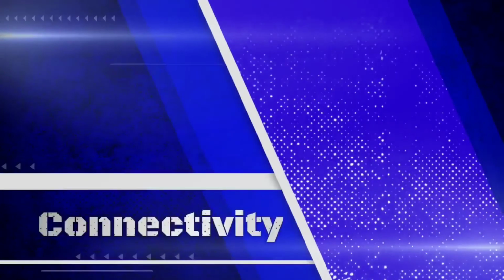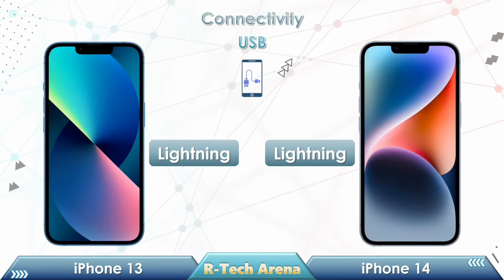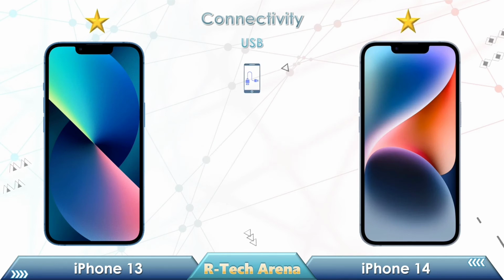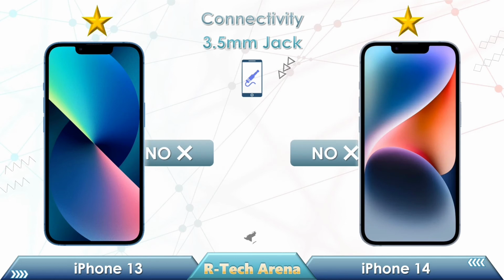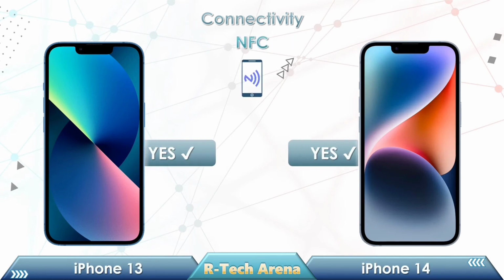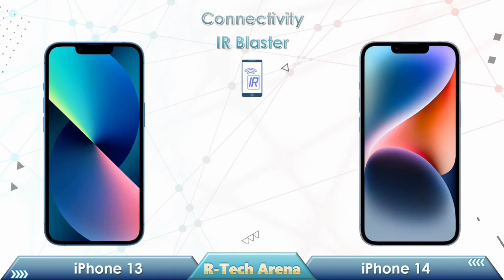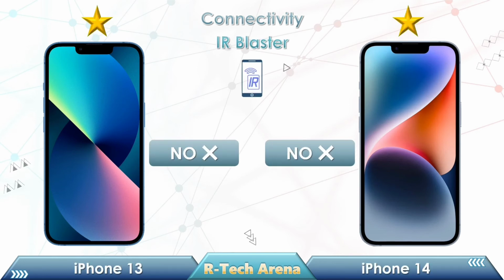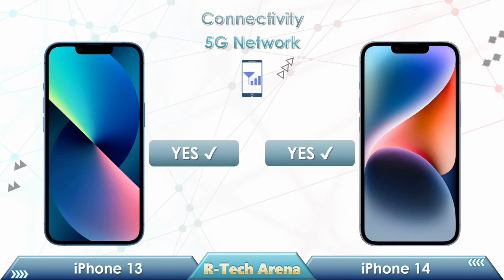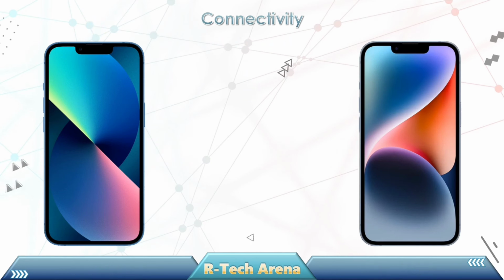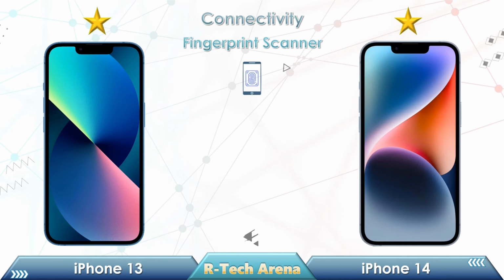Now let's compare the rest of the connectivity and features in these phones. iPhone 13 and iPhone 14 come with a Lightning port. Both these phones don't have a 3.5mm audio jack. Both these phones come with NFC support. The IR blaster is not available on these two phones. Both these phones support 5G network. Both these phones don't have a fingerprint sensor.